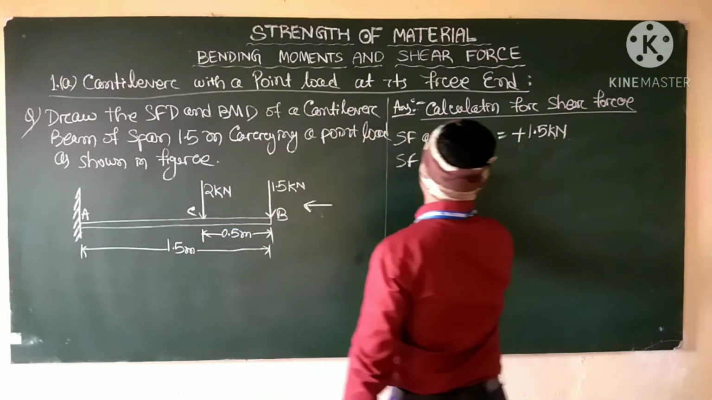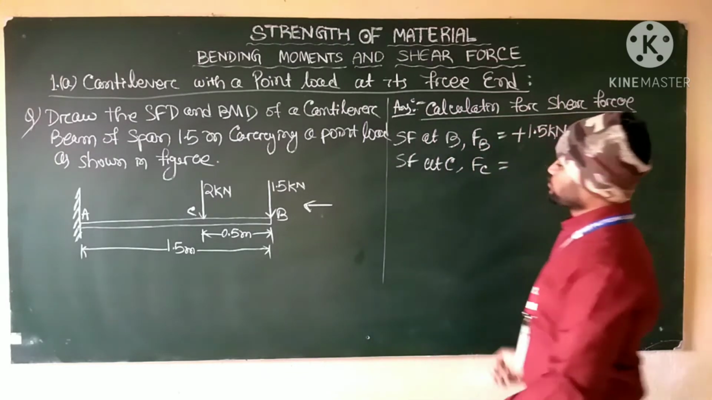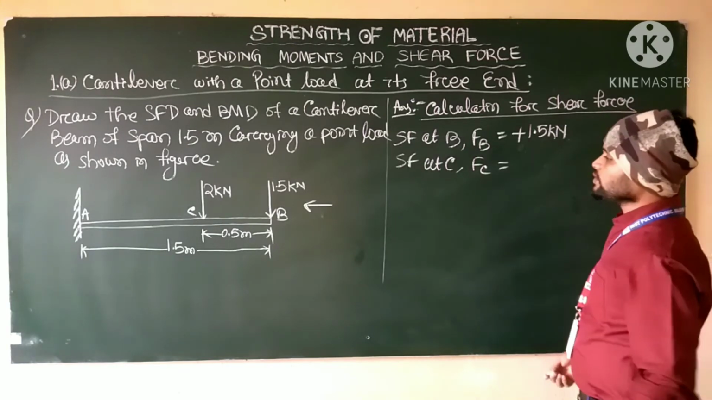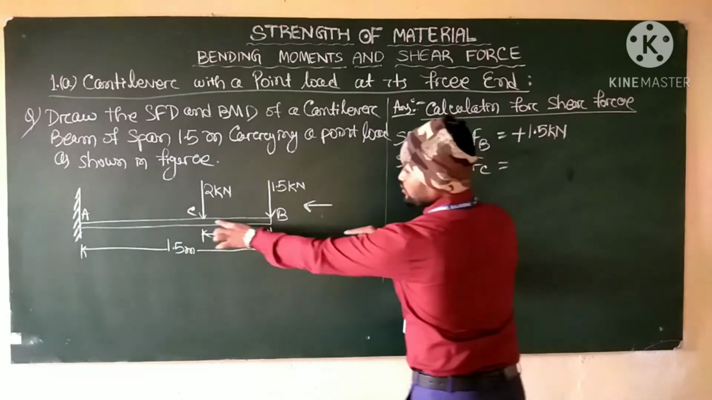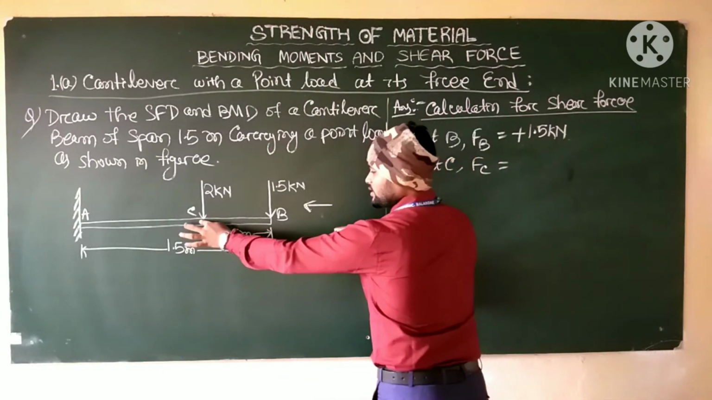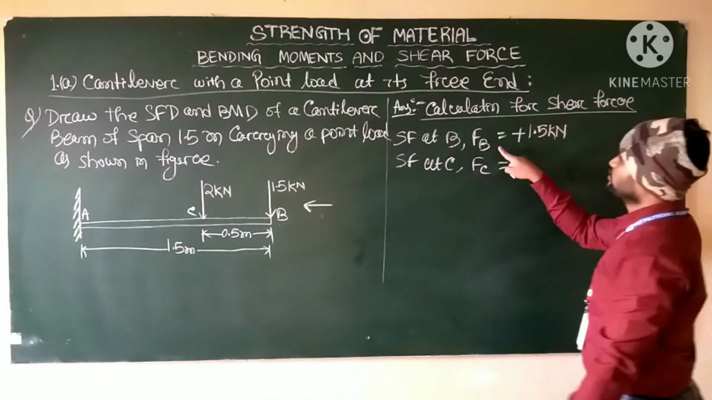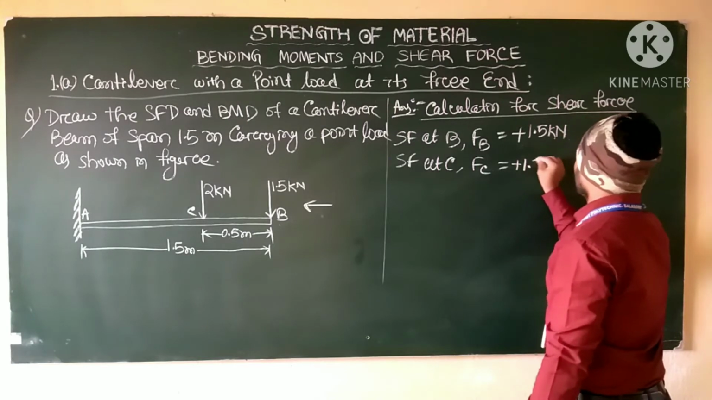So shear force at C, that is FC equal to. Now we calculate the shear force at C. If we want to go to the point C, then we have to overcome the point B. So at point B, what is the shear force? That is plus 1.5. So we have to write plus 1.5.